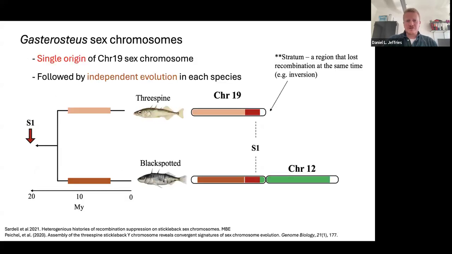So we've got quite a nice controlled setup for comparing degeneration in these two species. And the hope is that we can identify differences or similarities in their trajectories of degeneration that will tell us something about which forces are most important in mitigating those processes.